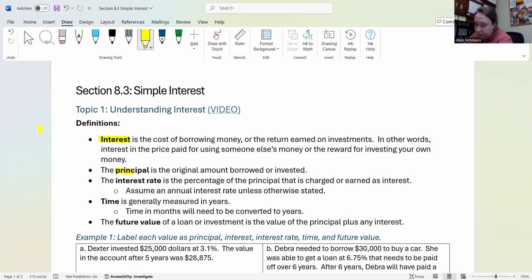Now, as far as the pieces that we need to really understand, the first big definition that we have is principal. The principal is the original amount that you borrow or you invest. So if you borrow $10,000, $10,000 is the principal. If you invest $10,000, $10,000 is the principal.